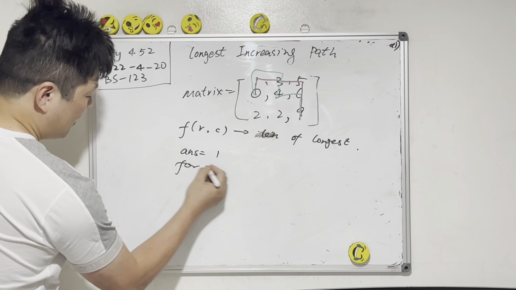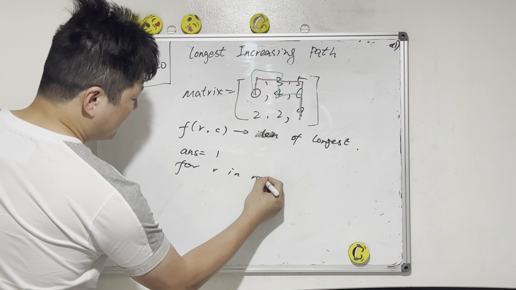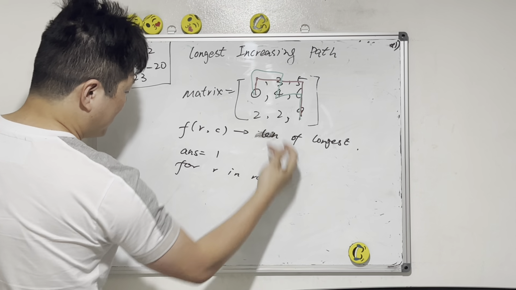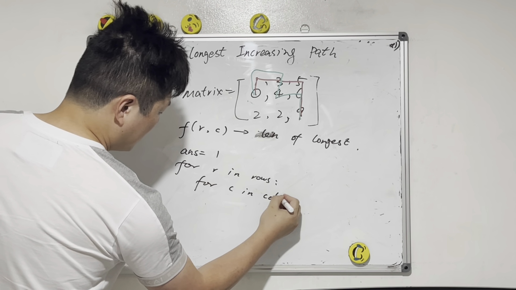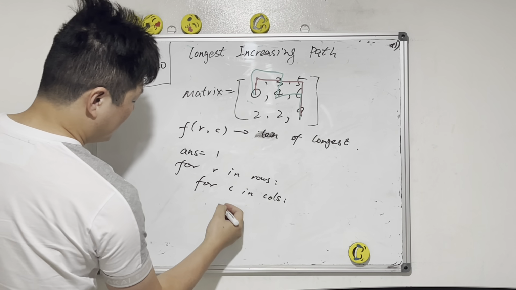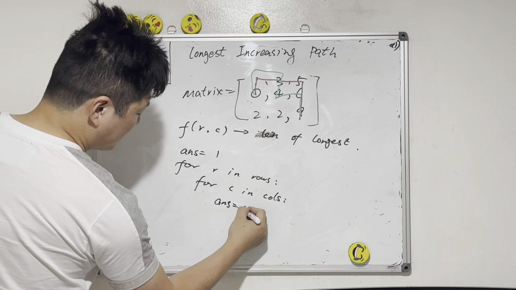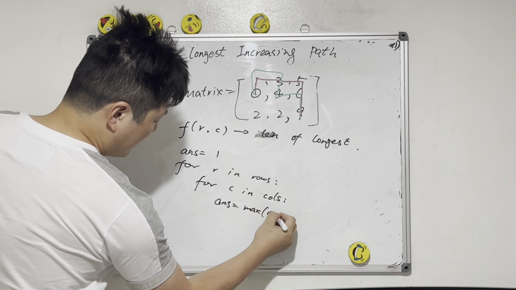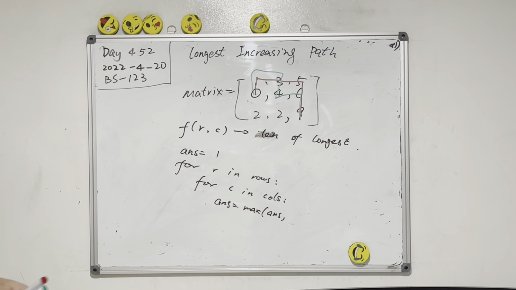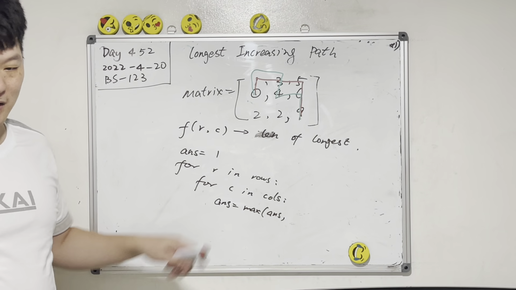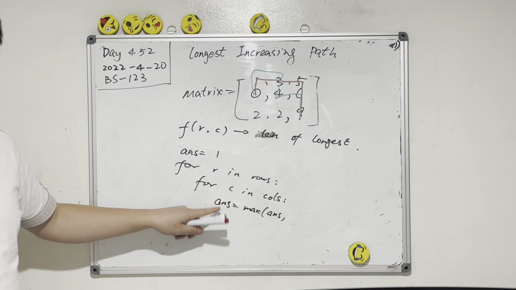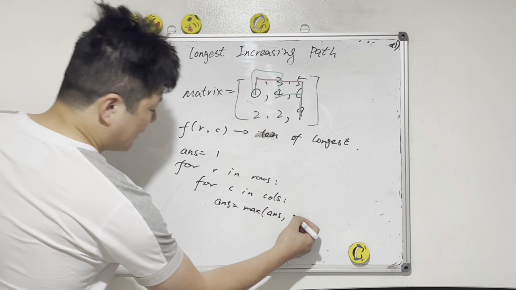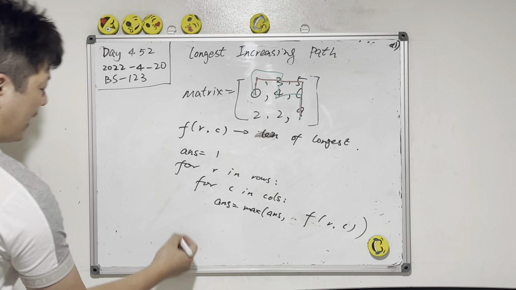And then for r in rows, which is the number of rows in the matrix, for c in columns, how many columns, right? So answer equals the maximum of answer and f(r, c). Does it have to be 3 by 3? No, rows and columns. This is a very simple example. Very good question. And then return answer.